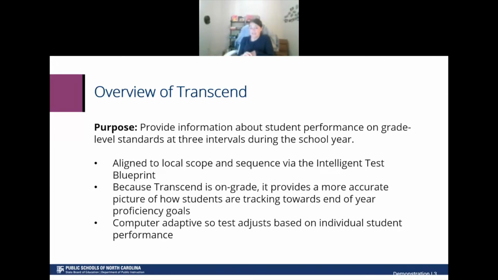Also, because Transcend is on grade level, meaning we only assess items that assess standards that are for that particular grade, it gives a more accurate picture of how students are tracking towards those end of year expectations that are based on the grade level. It's computer adaptive, so it adjusts based on individual student performance. If students are showing that they're able to get an easy item correct, then they get a more difficult item. If they get that one correct, they get a little bit more difficult item. And if they start getting items incorrect based on that difficulty, then the engine scaffolds it back down. That allows us to get a more precise measure of student performance.